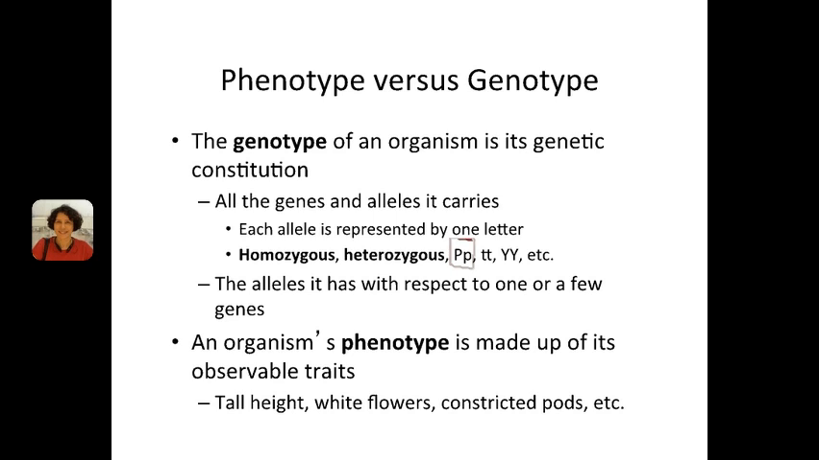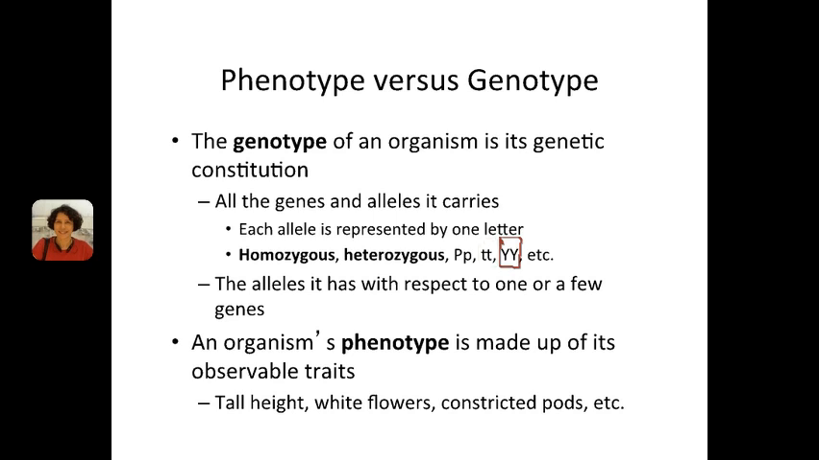This particular one, big P, little p, is a purple flower, white flower genotype, which gives us a phenotype of purple flowers. Little t is two copies of the short allele, so that would be a short plant. And big Y is two copies of the yellow peas allele, so that plant would have yellow peas.